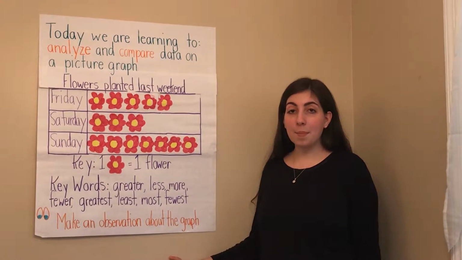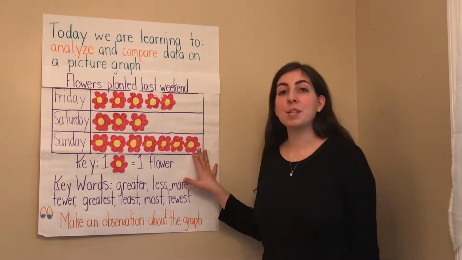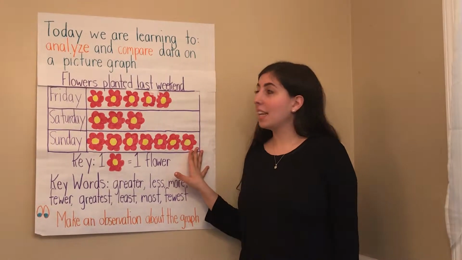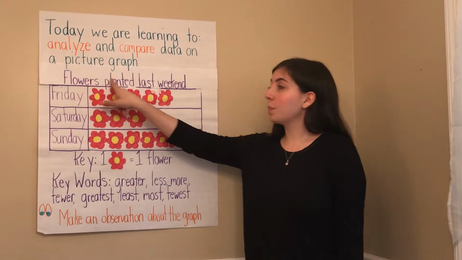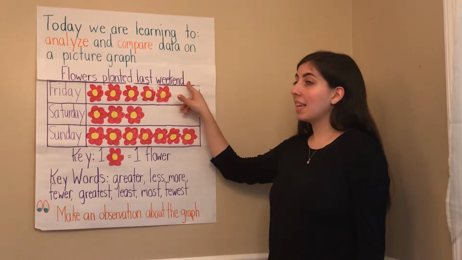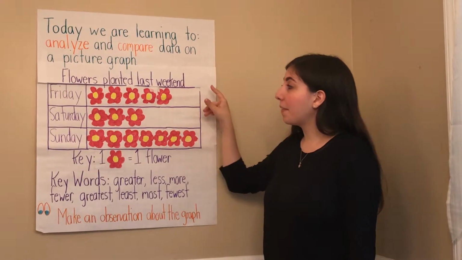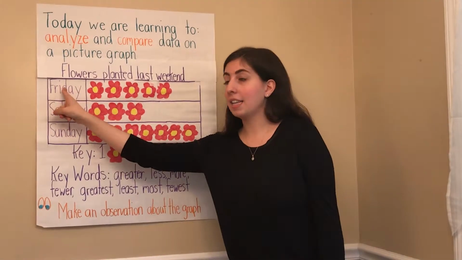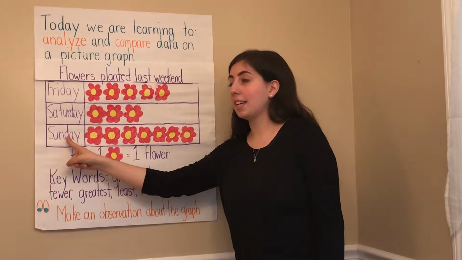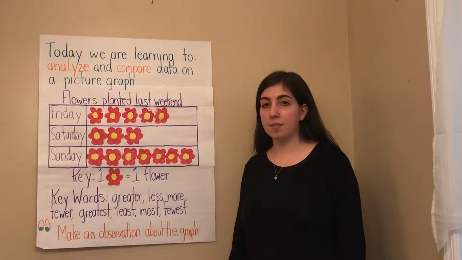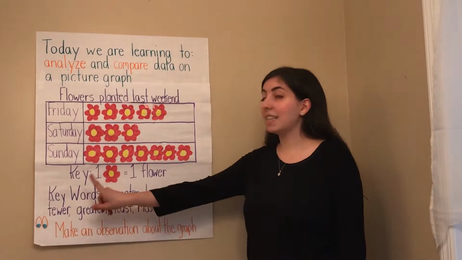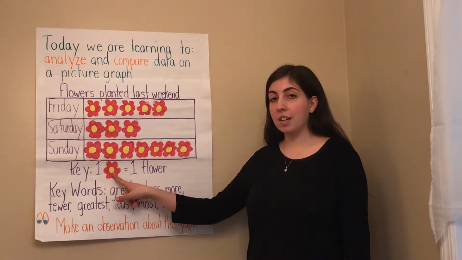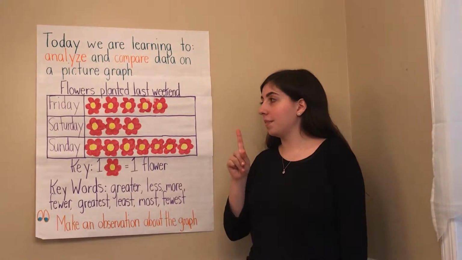Let's review how to read a pictograph. This is the pictograph I made about my garden. The title is Flowers Planted Last Weekend. This pictograph tells us about the number of flowers I planted on each day of the weekend: Friday, Saturday, and Sunday. These are the categories. This is the key. One picture equals one flower.